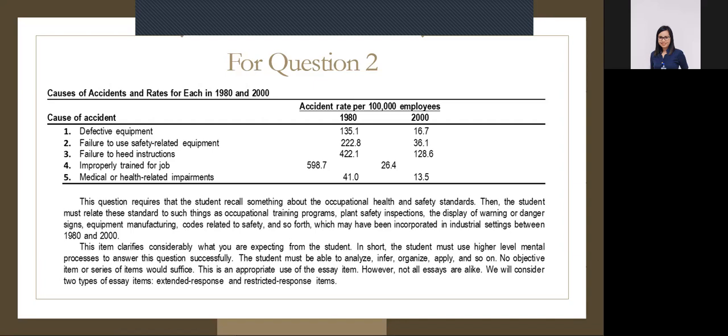These questions require that the student recall something about the occupational health and safety standards. Then, the students must relate these standards to such things as occupational training programs, plant safety inspections, the display of warning or danger signs, equipment manufacturing, codes related to safety, and so forth, which may have been incorporated in industrial settings between 1980 and year 2000.